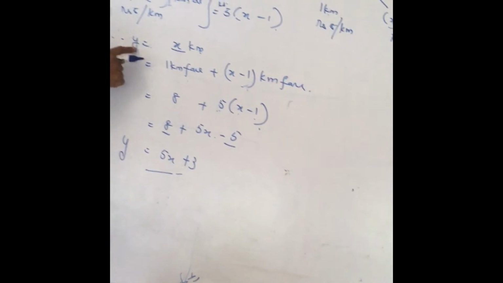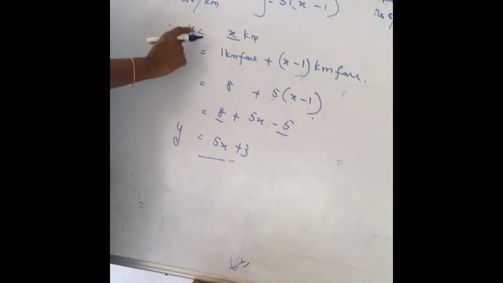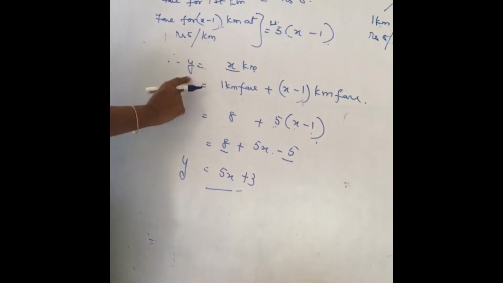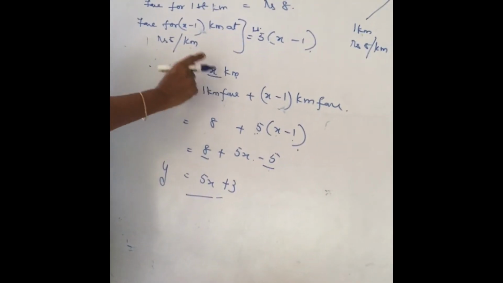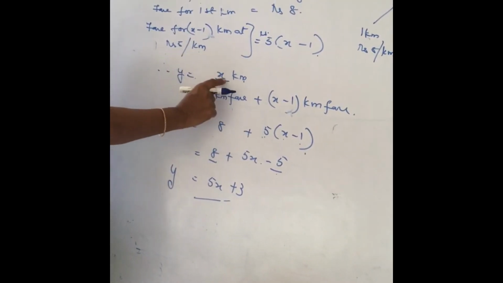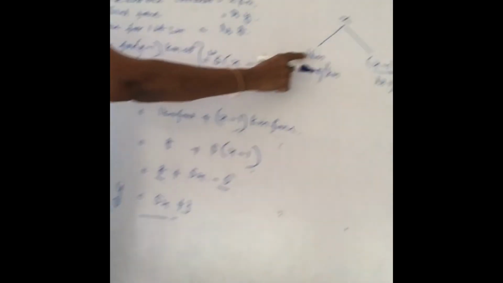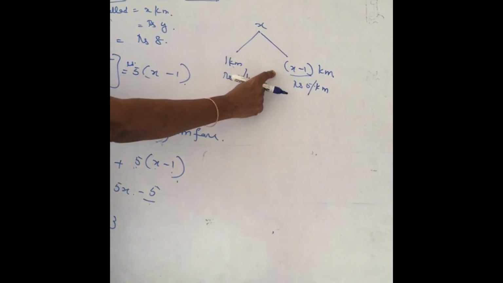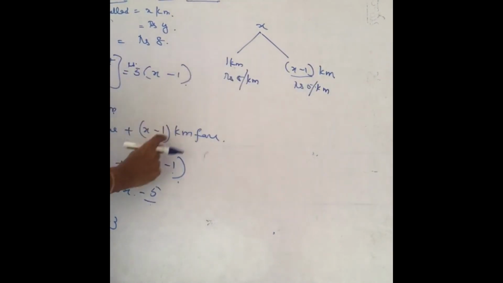So the fare for x kilometers is rupees y. The charge for x kilometers is rupees y. How is that x divided, children? We have the division here: 1 kilometer fare plus x minus 1 kilometers fare.